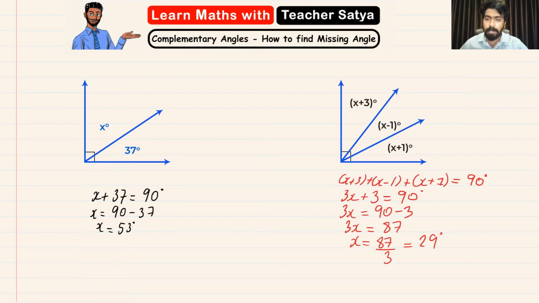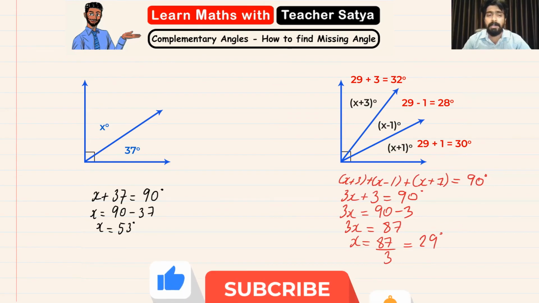The first one we have is 29 plus 3, which is equal to 32. In this one we have x minus 1, so 29 minus 1, which is equal to 28. And in this one we have x plus 1, so 29 plus 1, which is equal to 30 degrees. And of course when we add up all of these three angles, it will always add up to 90 degrees. And that is how we solve complementary angles questions.